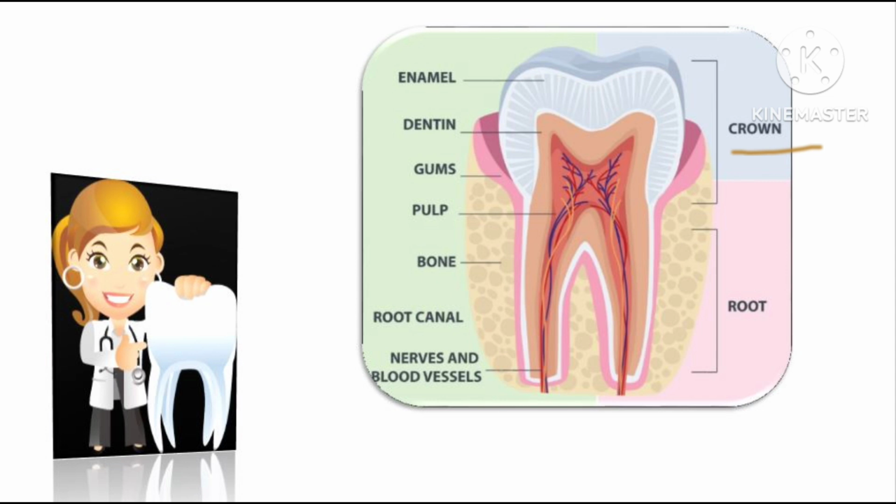The upper portion which is seen in the oral cavity is the crown portion and the lower one is the root. The tooth consists of enamel, dentine and pulp. The pulp space is the area where nerves and blood vessels are present. This was just to make you understand the parts of the tooth structure.